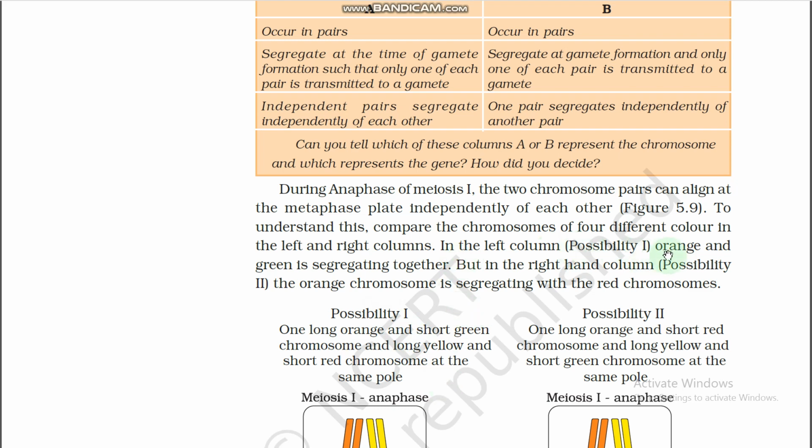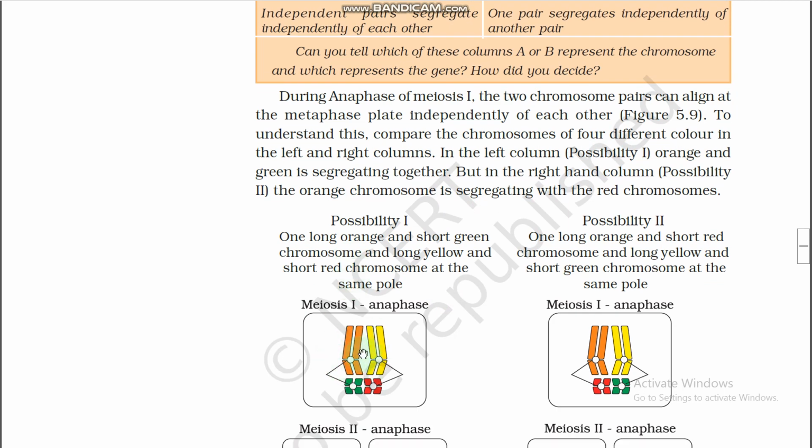In the left column possibility, orange and green are segregating together. So orange and green are segregating together in the left, possibility 1, but in the right-hand column, possibility 2, the orange chromosome is segregating with the red chromosome. So orange and red are given here, and in the left column orange and green are given, and in the right-hand column the orange chromosome with red is given. Up to this clear? Right. So this is possibility 1 and possibility 2.